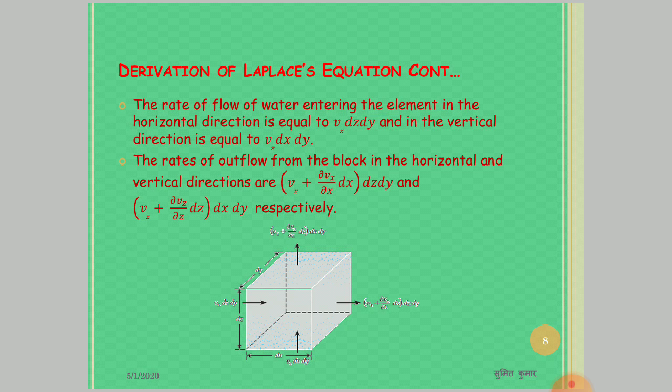Here the rate of flow of water entering the element from the horizontal direction will be Vx into dz into dy, and from the vertical direction will be Vz into dx into dy. The rates of outflow of water from the block in the horizontal and vertical directions are (Vx plus ∂Vx/∂x into dx) into dz dy, and (Vz plus ∂Vz/∂z into dz) into dx dy respectively.